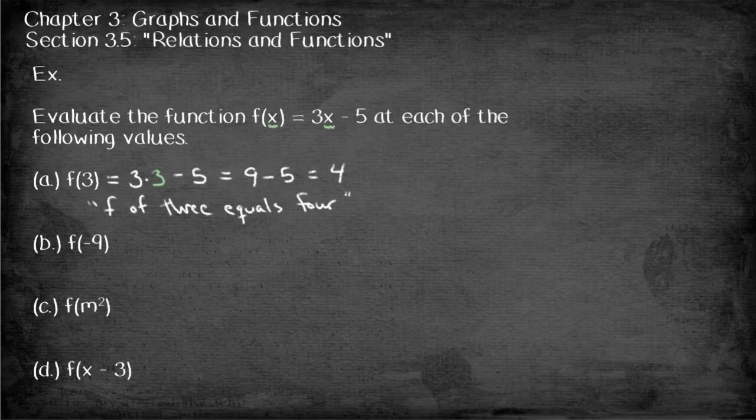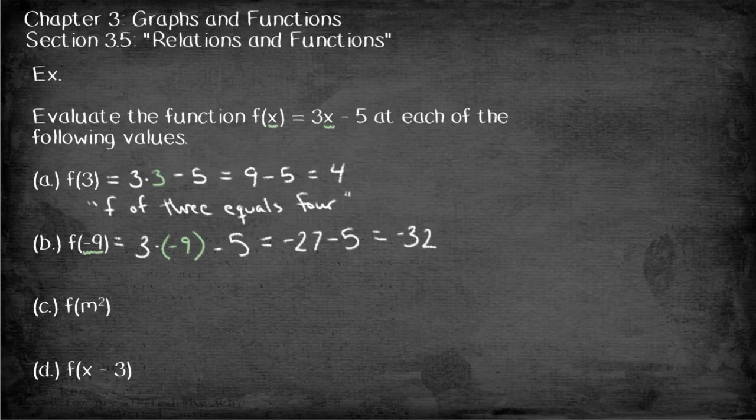All right, let's try it again. So this time the x is going to be a -9. When we replace x with a -9, we have to be careful about our signs. So we'll have 3 times -9 minus 5, and 3 times -9 gives me -27 minus 5, and I get -32.